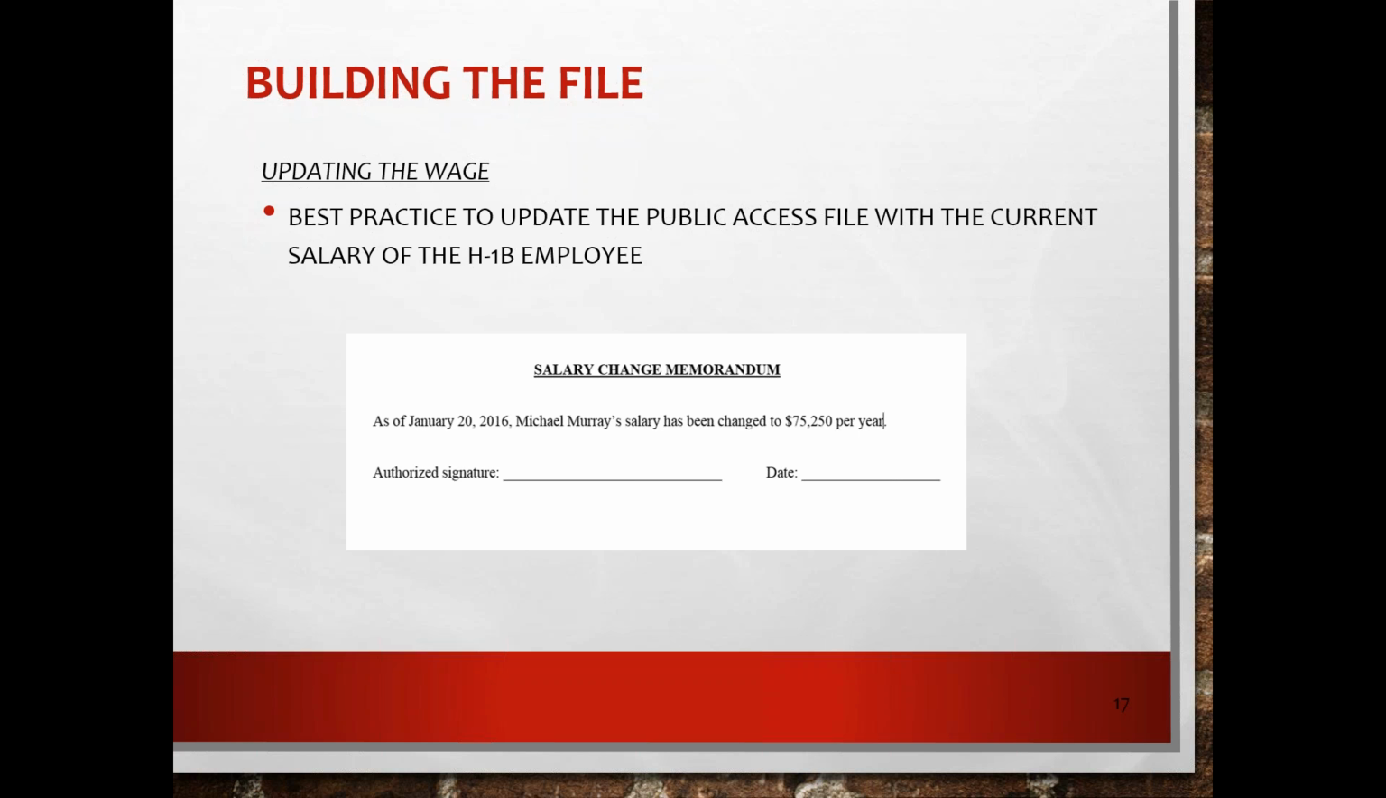It's also good because, as you probably know, the H-1B worker can never make less than the wage that is in the labor condition application. If the wage falls below that, then the company is in violation, and the non-immigrant, the worker, is also in immigration violation. And so updating the public access file is a way to just check in, to look at the LCA again and make sure that you're not going below the wage that's required.